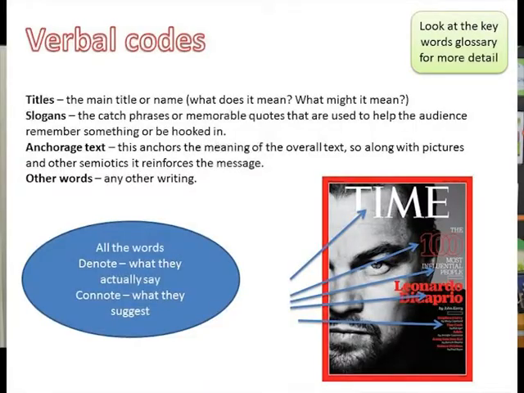And the next section, so section number 3, is verbal codes. And with the verbal codes, we're talking about the titles, the slogans, any anchorage text that you can see, any words that are on the page at all. And we can denote what their meaning is, so literally what are they saying. We can also look at the implied meaning, so the connotations of what they're saying, and also the way they're saying it. So what kinds of words are they using?